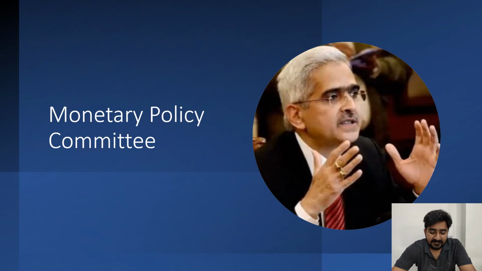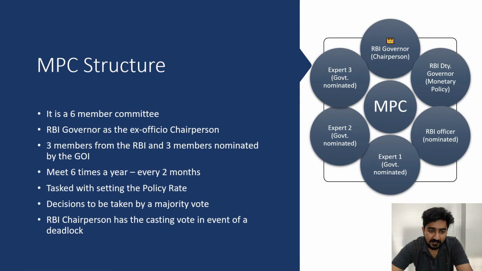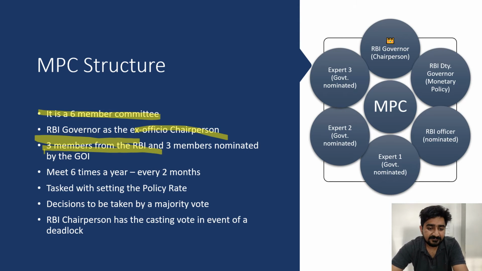Monetary Policy Committee. The MPC is a 6-member committee with the RBI governor as its ex officio chairperson. The MPC has 3 members from the RBI and 3 members nominated to it by the Government of India. The committee meets 6 times a year, that is once every 2 months. It is tasked with setting the policy rate, and all its decisions should be taken by a majority vote. In event of a deadlock, the RBI chairperson has the casting vote.